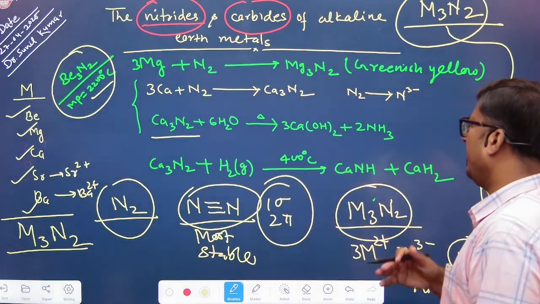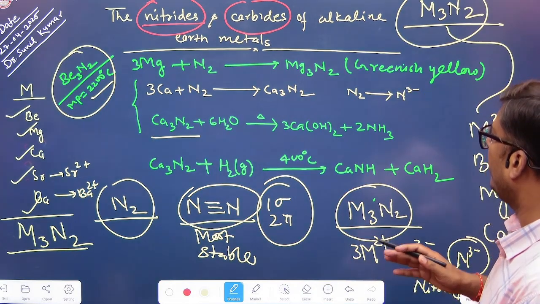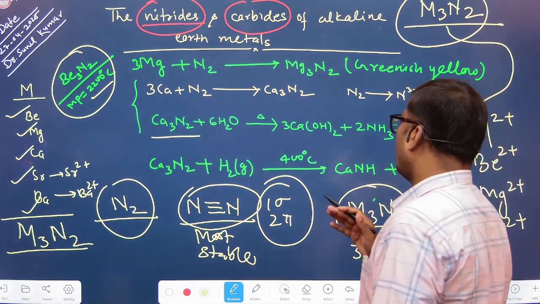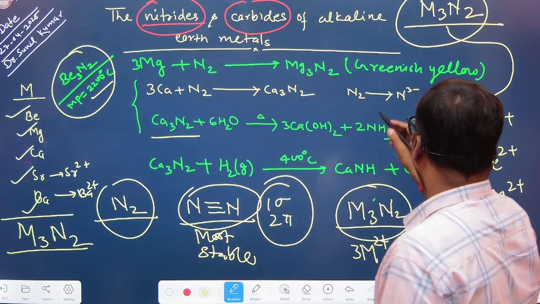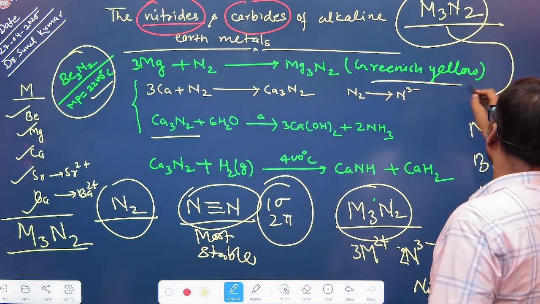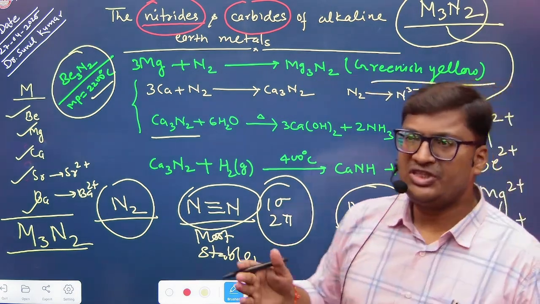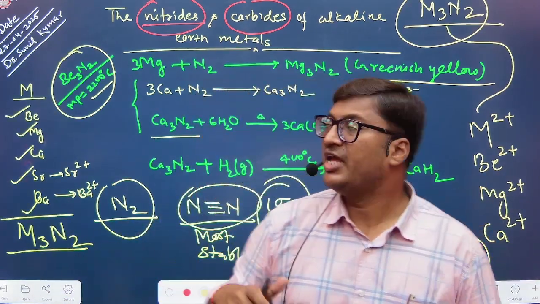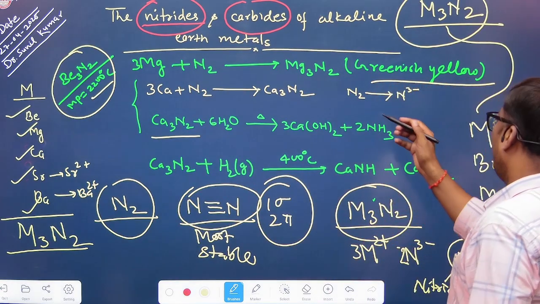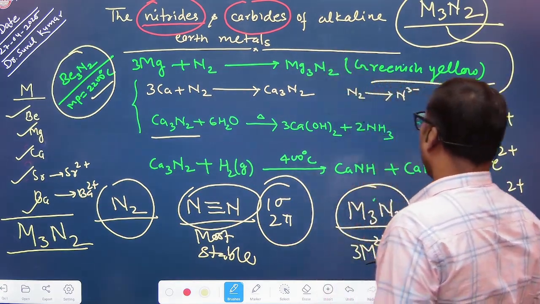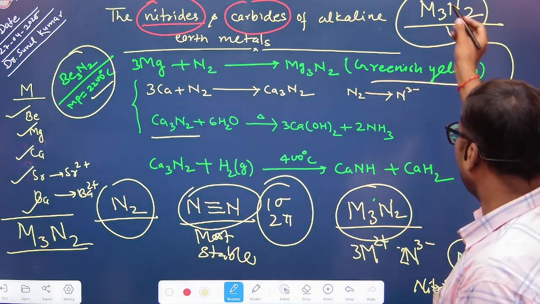Similarly, magnesium directly reacts with nitrogen at high temperature to form magnesium nitride. It has a greenish yellow color, right? So Mg3N2 possesses a greenish yellow color. This is the beauty of this particular nitride.